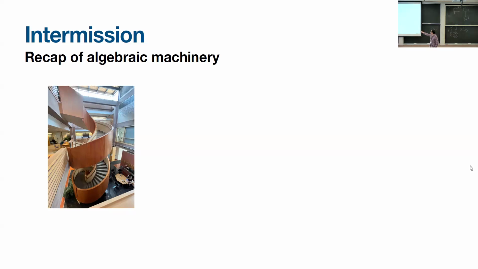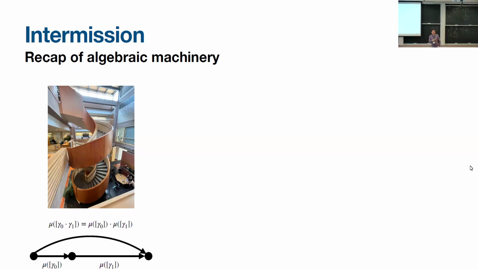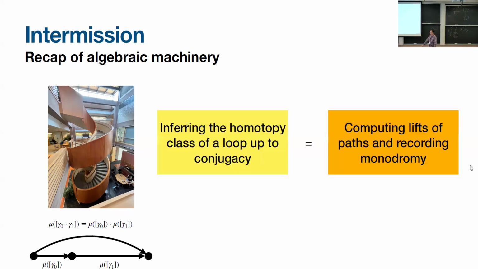But let's have a brief recap. We've said that rather than looking at our original space, we want to work with our lifted space, our covering space, which is much simpler to deal with. And we have this algebraic gadget that we want to compute called monodromy. And inferring the class of a loop is the same thing as computing lifts. But how do we do that on data? This is a machine learning conference, after all. So here's how we do it.